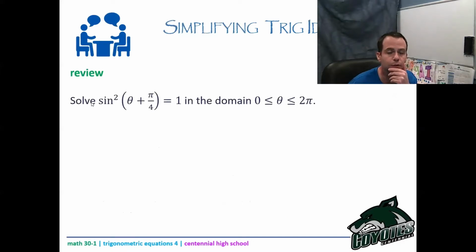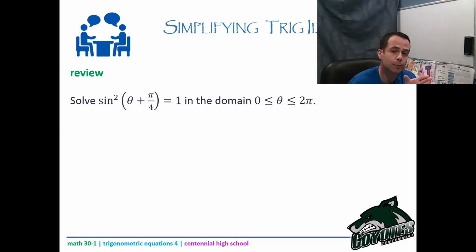We're going to solve sine squared of theta plus pi over 4 equals 1 in the domain 0 is less than or equal to theta is less than or equal to 2 pi. Now just take note of the little icon there. This is not in your book yet. I just thought we would review it just as a way of introduction for today.